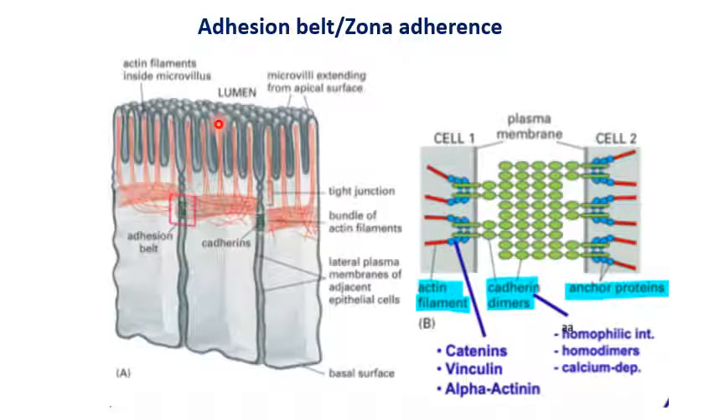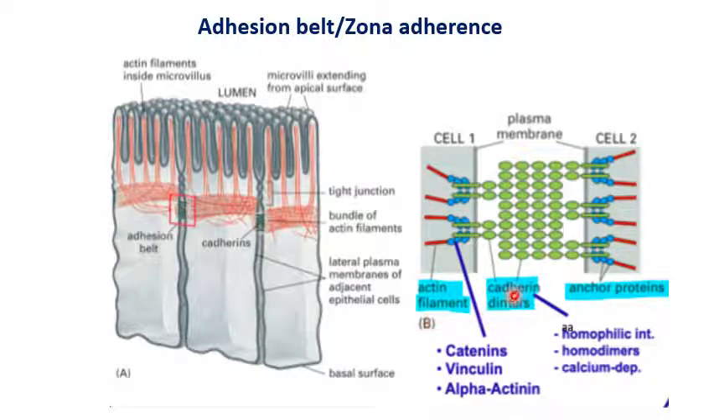Let us know what is adhesion belt. Adhesion belt is also called zona adherens, which means that the two cells adhere with each other or stick with each other. Let us see how they stick with each other to transfer the information. So here is the diagrammatic representation of this adhesion belt. Here you can see that there are two cells which are attached with each other.